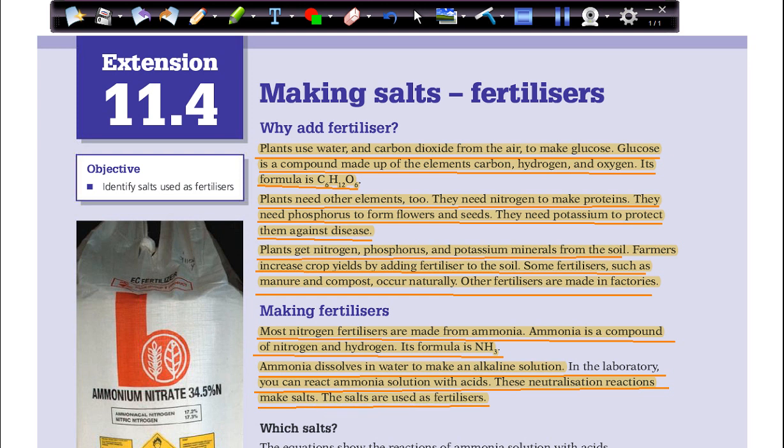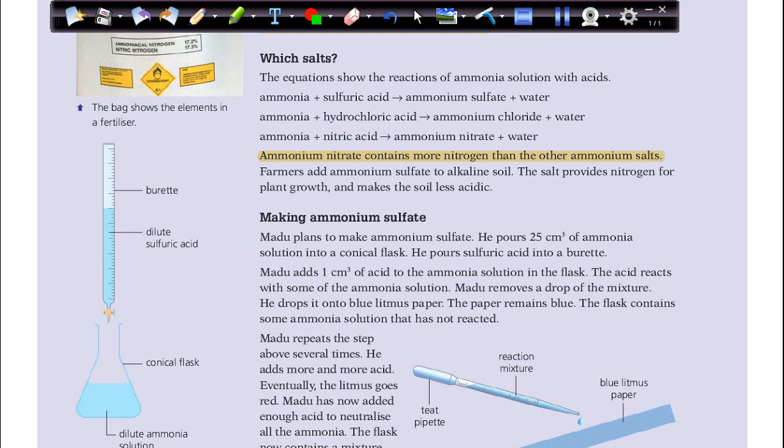So when we dissolve ammonia in water, it gives us an alkaline solution. We need it as a salt, so we need to react it with an acid, which neutralizes it. We use an acid to get the salt and water, and then we can get them as salt crystals. Which salts? We can react ammonia with different acids, but which salt is suitable as a fertilizer? We need to choose the reactants as usual.